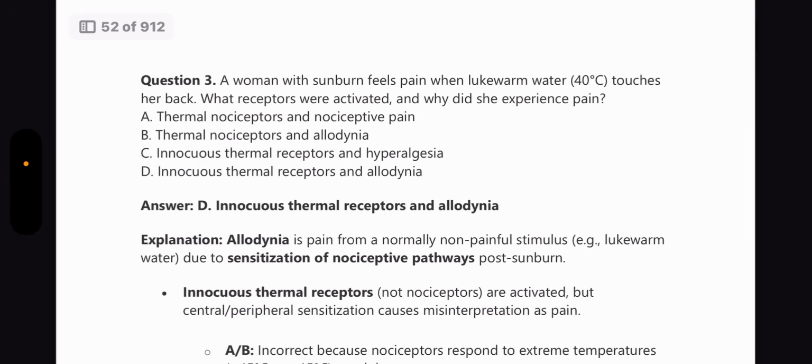Please read about them. Next, a woman with sunburn feels pain when lukewarm water of 40 degrees Celsius touches her back. What receptors were activated and why did she experience pain? Answer is innocuous thermal receptors and allodynia.